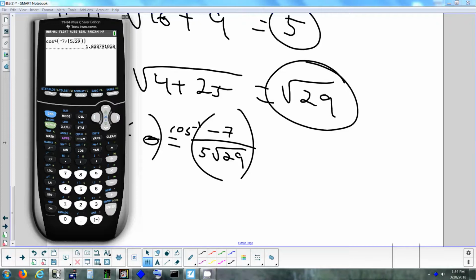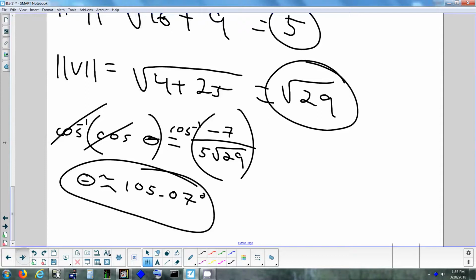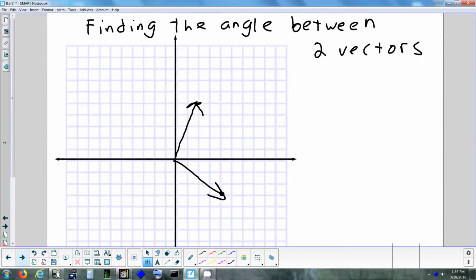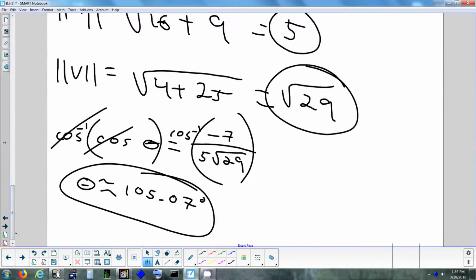Okay, so that's the answer in radians, but I'd rather get it in degrees. So I said I was going to change it, and I forgot. Okay, so 105.07 degrees. Which, based on my sketch, looks reasonable. I thought it was more than 90. I thought maybe it was 100, but it's 105. And that's how you find the angle between two vectors. Any questions on that?